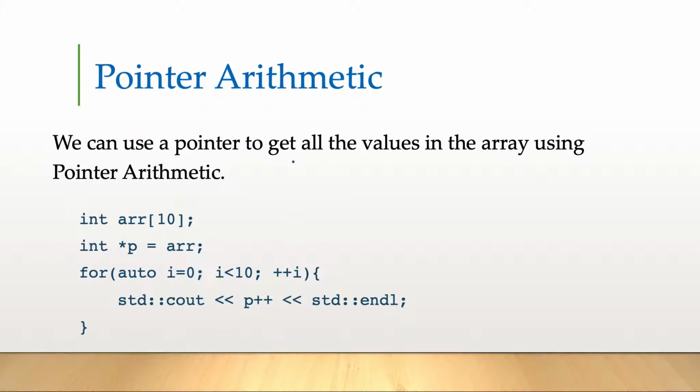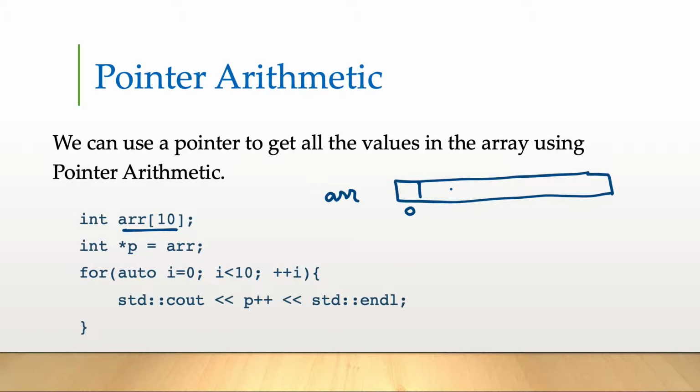We can use pointer arithmetic to access all the elements of an array. So let's take an example. Here ARR is an array of integers of size 10. So this is ARR. This is index 0, 1, and the last index is 9. And we create one integer pointer P and assign it ARR. But we know that this array name contains the address of first element. So this means that P is pointing here.